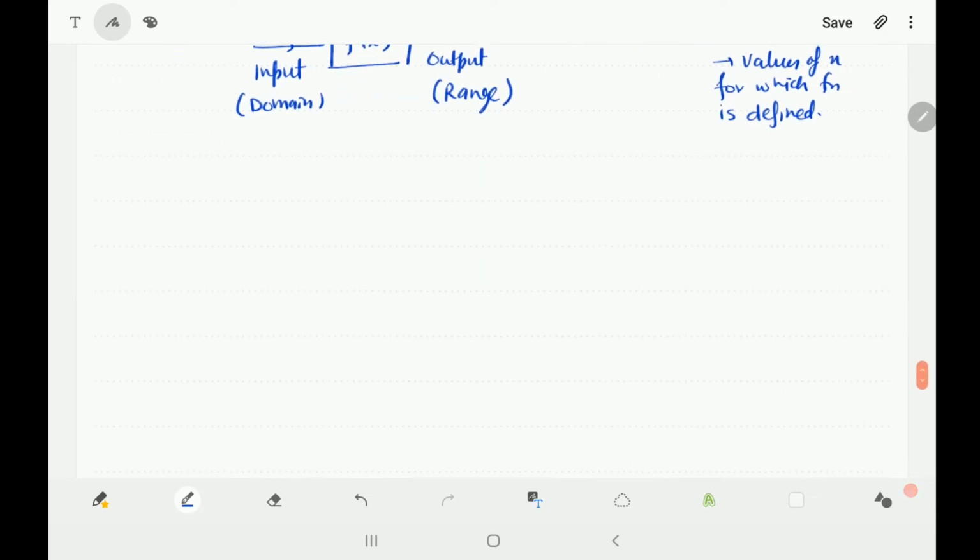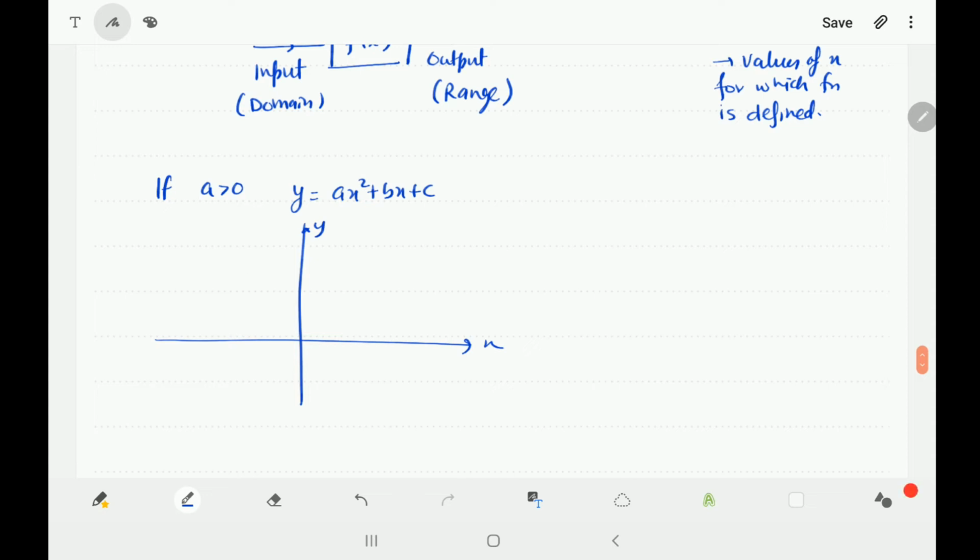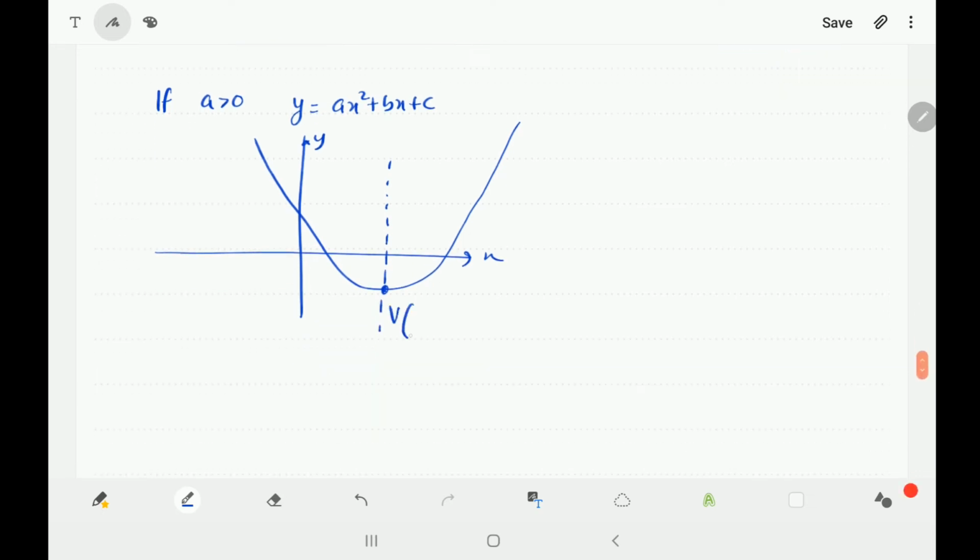Now let's sketch the parabola ax square plus bx plus c if a is greater than 0. So we already know that the parabola will be opening upwards. It might intersect the x-axis or it might not. Let's say we have drawn this kind of parabola, and it will be symmetric about this vertical line through the vertex v, and the coordinate of v will be minus b by 2a comma minus d by 4a.